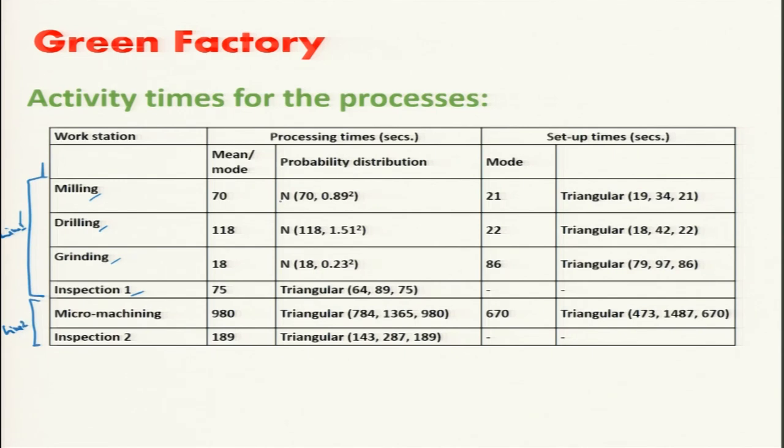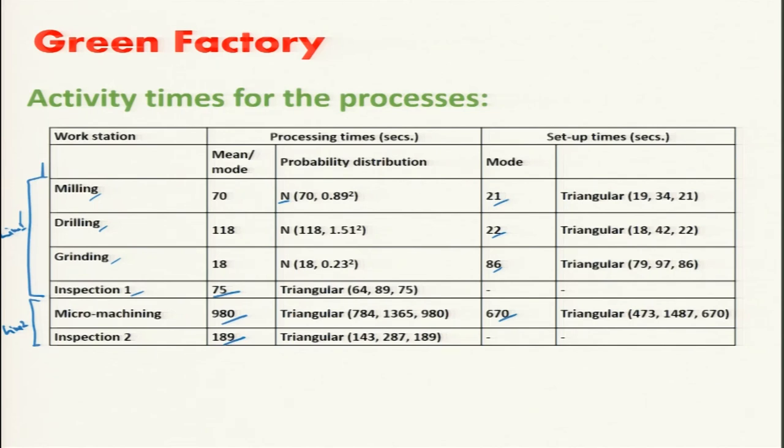This n is for normal distribution. You can see the mean value. In the triangular distribution, we have the mode value. This is the mode value, this is the mode value, this is the mode value in the triangular distribution. I have discussed a little about when we use normal distribution and when we use triangular distribution.